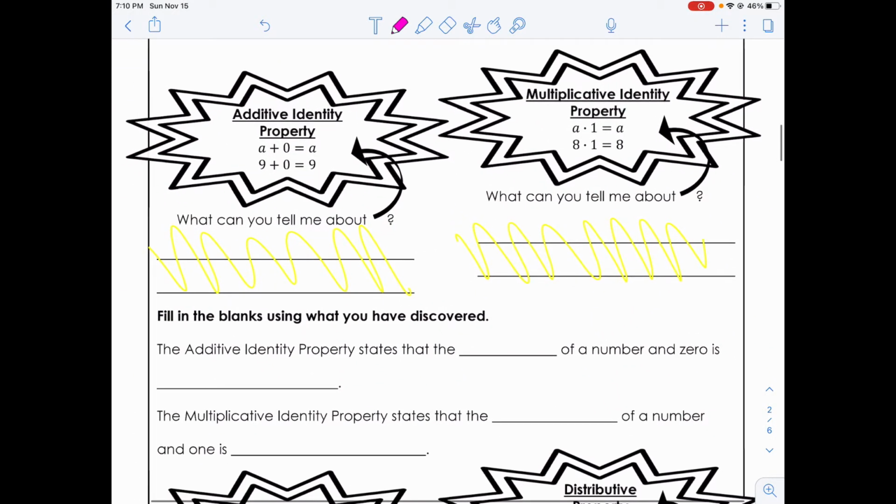Flip it over to the back of that page, we have a couple properties. The additive identity property states that the sum, which is the word for addition, of a number and 0 is the same number. So it does not matter what number I add. If I'm adding 0, it's always going to be the same number. So for example, up top, 9 plus 0 is still 9.